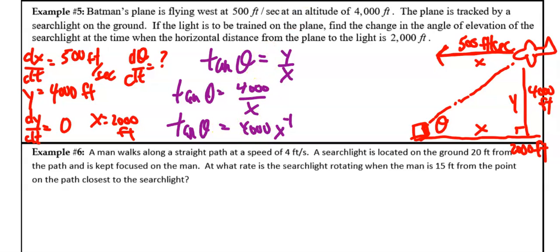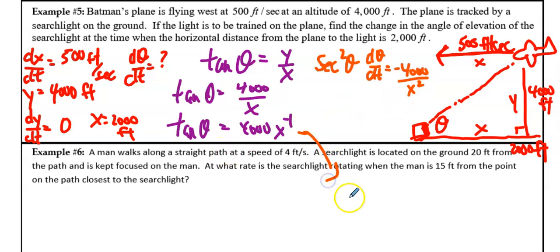We're going to implicitly differentiate the rest of this. So we're going to get secant squared theta d theta dt. And this is just going to be negative 4,000 x to the negative 2 power, which I'm just going to go ahead and write down like this, right? So this derivative, it's going to be negative 4,000 x to the negative 2. And then I'm just going to bring the negative 2 down, as we see right here. We automatically know what x is, right? We know x is 2,000, so we can square that.